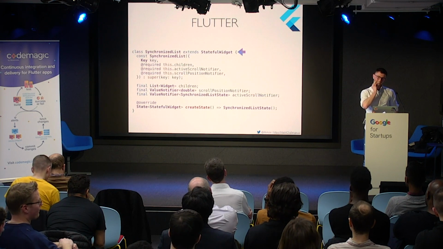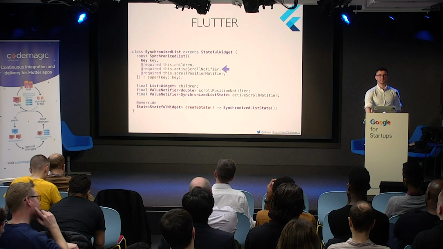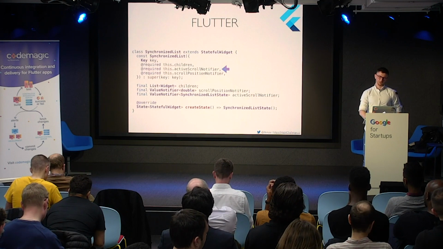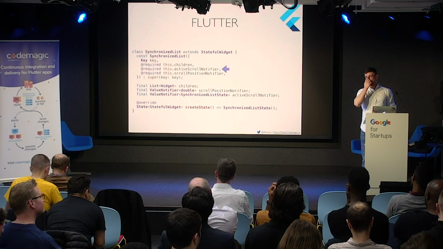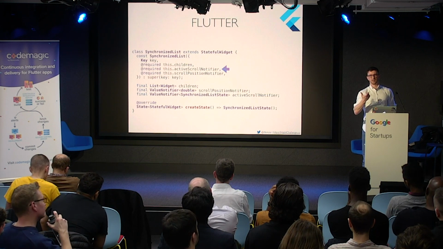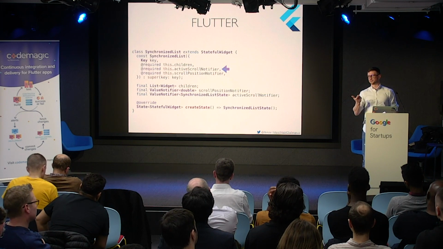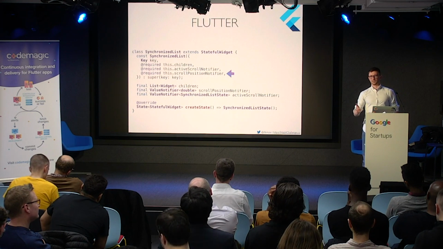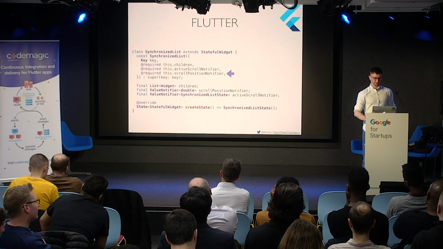So again, we are in a stateful widget, which is again called synchronized list. It has two parameters which are value notifiers. This one notifies about synchronized list state. So this is an equivalent of active list ID. In Flutter, I don't need to use string IDs. I can just notify with current active list state and just compare references. Just a tiny bit of a performance optimization. The second one again contains the scroll position that should be shared between all the lists.